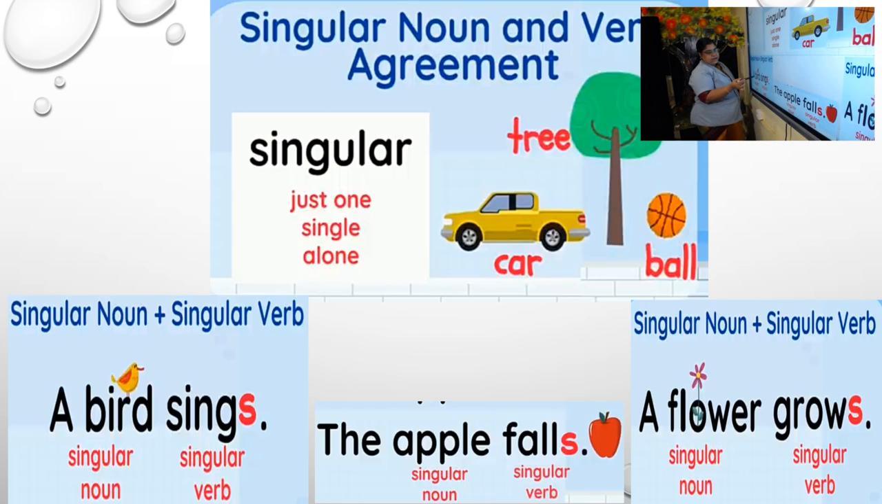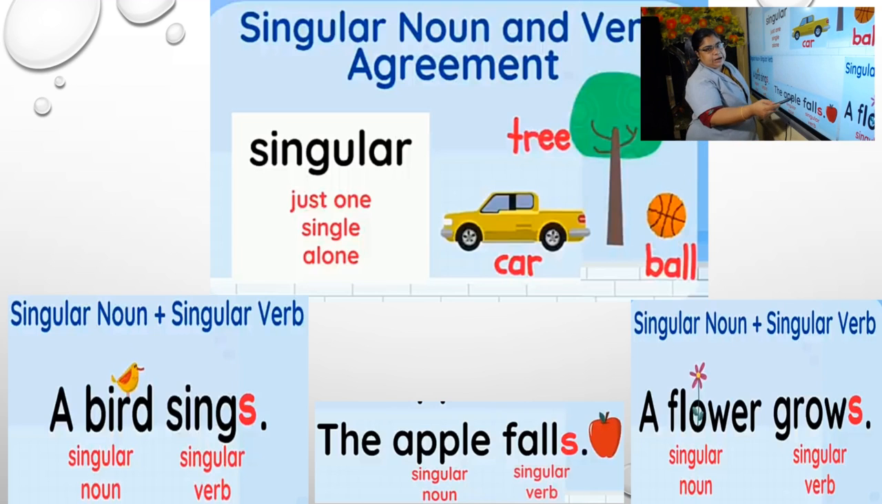Look at this example: a bird sings. Singular noun, singular verb. And the easy way to remember this is, singular means just one, single, right? Only one is there, so it needs the help of someone. So the singular seeks the help of S, and so it is adding S to all the verbs that follow. Remember, all the time when you are writing a singular verb, you want to add S to it.